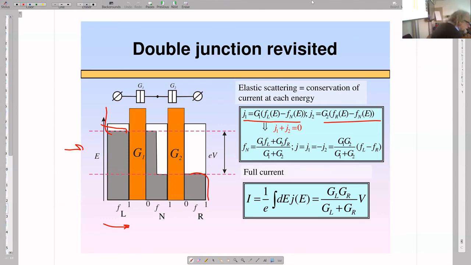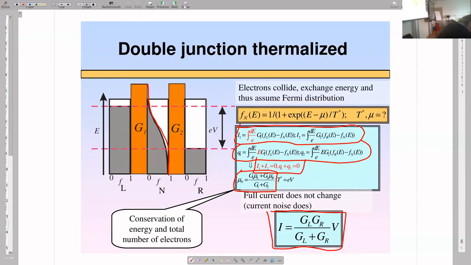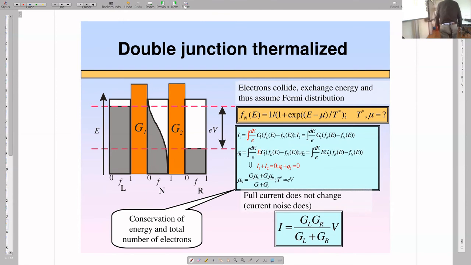Let me do something more interesting. Suppose we have inelastic scattering, which comes from electron-electron interaction. What does it mean? They collide, they exchange energy, and as a result of this, they assume some equilibrium distribution function. What would be this equilibrium distribution function? It would be a kind of Fermi distribution. Fermi distribution is characterized by two numbers, by chemical potential and effective temperature. Fine. You still have to understand what are these temperatures and effective potential. Two unknowns.